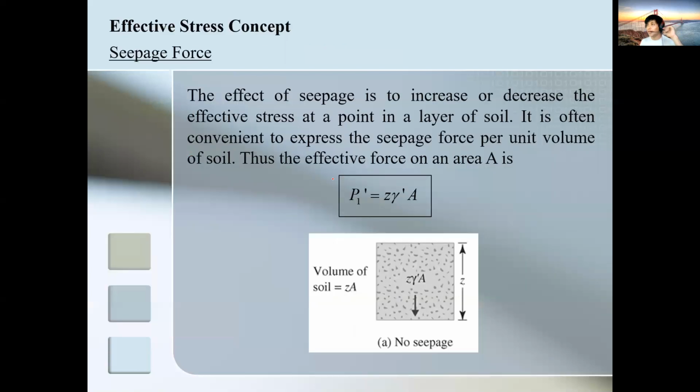Okay. So next we go to the seepage force. The effect of seepage is to increase or decrease the effective stress at a point in a layer of soil. So it is often convenient to express the seepage force per unit volume of the soil. Thus, the effective force on an area is equivalent to z times gamma prime times the area.